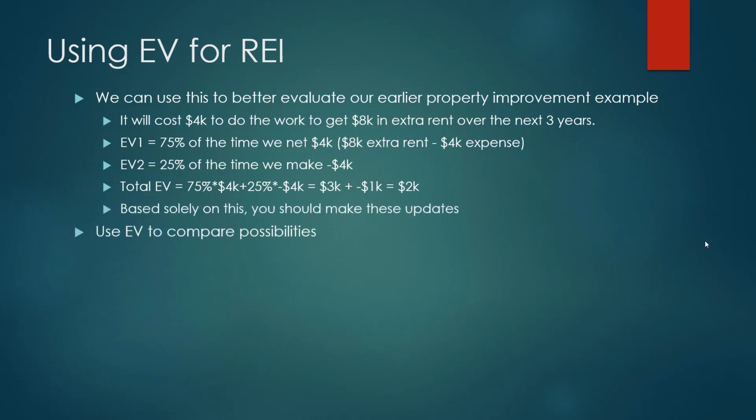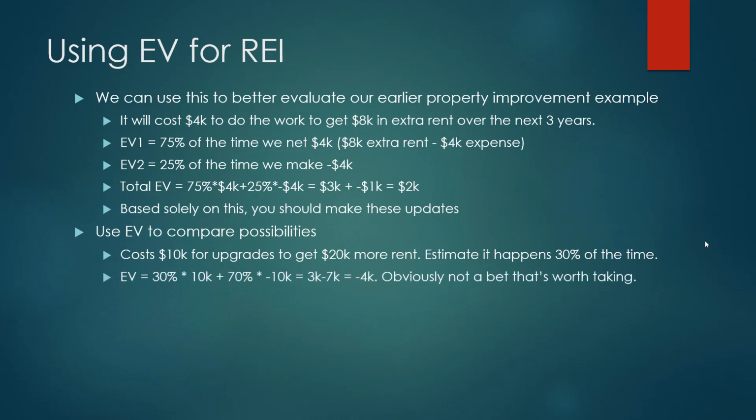So let's compare. What if we could also do $10,000 in upgrades to get $20,000 more in rent across the same 3 years? Let's estimate that happens 30% of the time. So 30% of the time we get an extra $10,000 in rent, and 70% of the time we lose that $10,000 that we spent. It's minus $4,000 in EV. Should we make this decision? No. See how simple that decision can be?